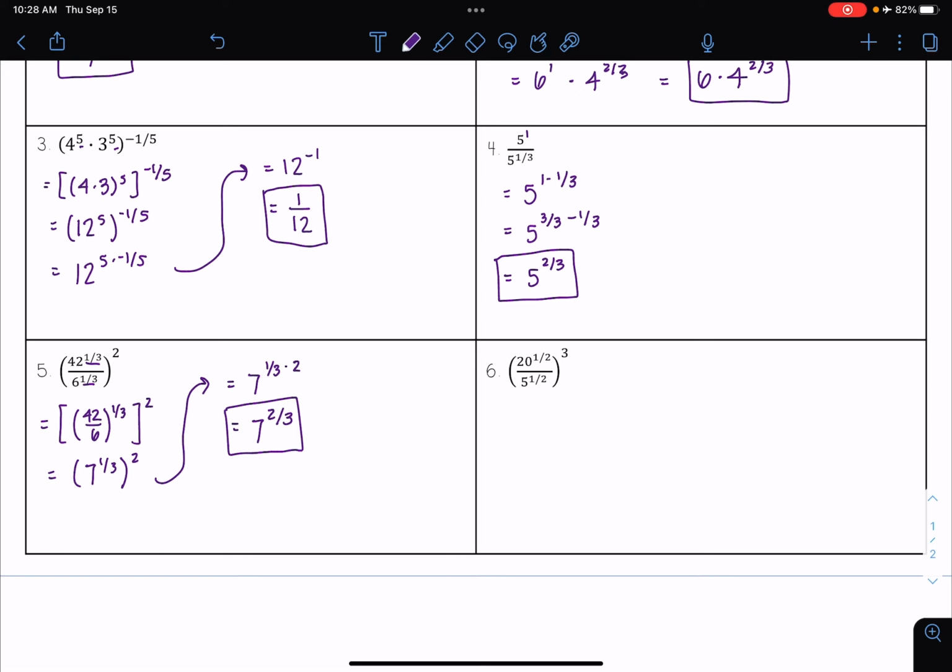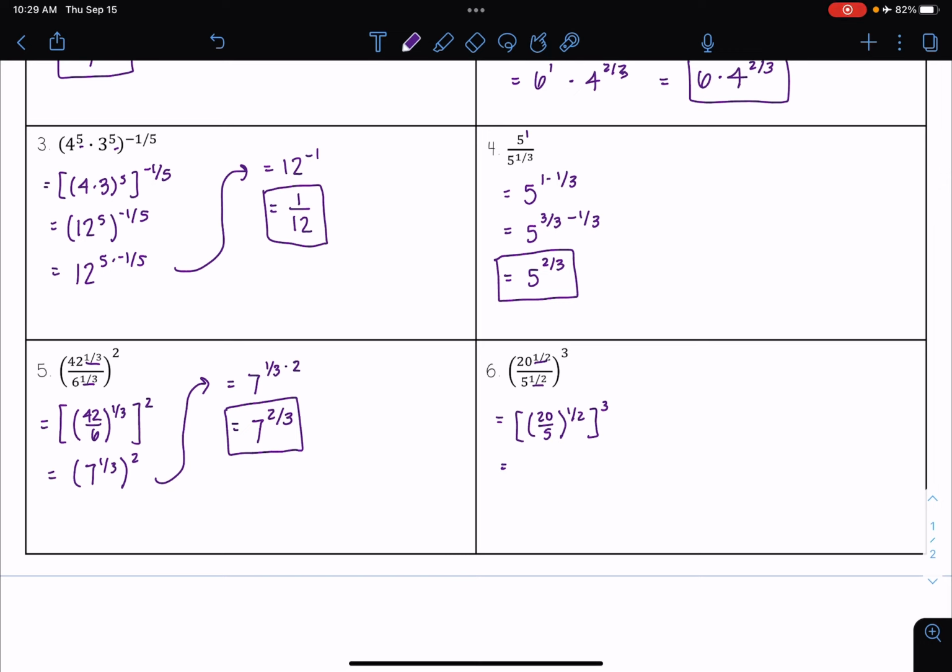Okay, let's look at this last one. So here I have one just like number 5. So I have 20 to the 1/2 divided by 5 to the 1/2, all raised to the 3rd power. Since I have the same exponent, I can go ahead and undistribute that exponent to get 20 over 5 raised to the 1/2 power, cubed.